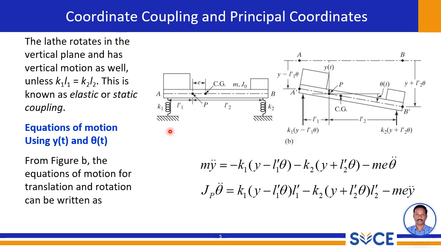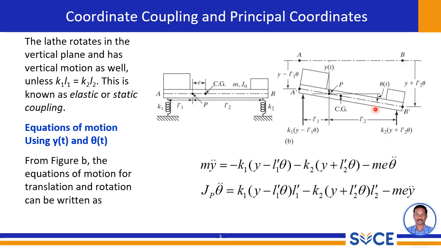Here, we are having a lathe. We are going to discuss this machine that rotates the workpiece. In a simplified model, we are examining how the lathe motion is affected by its support structure, specifically with respect to the springs. We are looking at what happens when the lathe experiences both vertical and rotational movement.